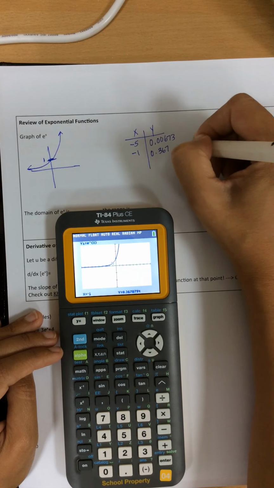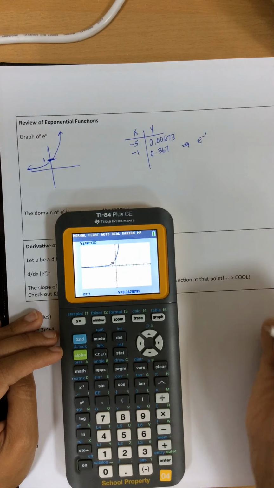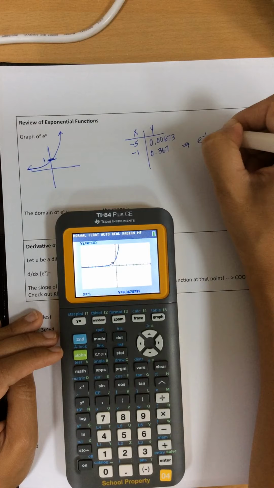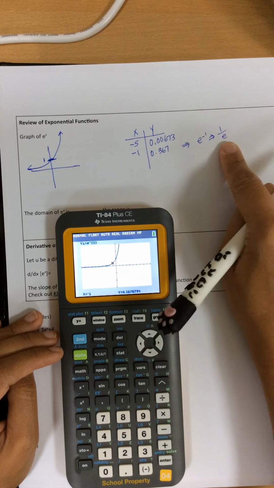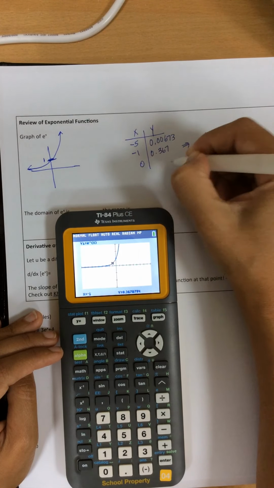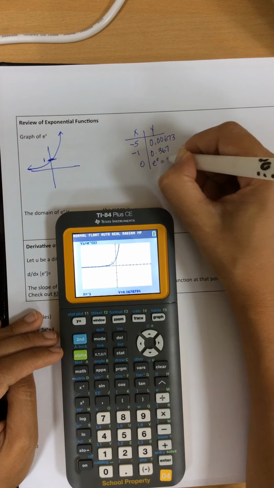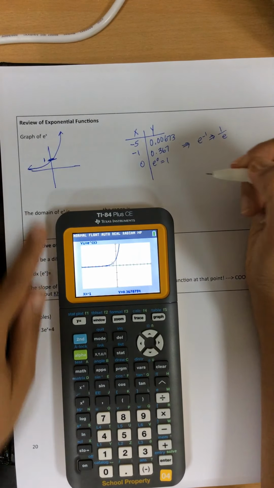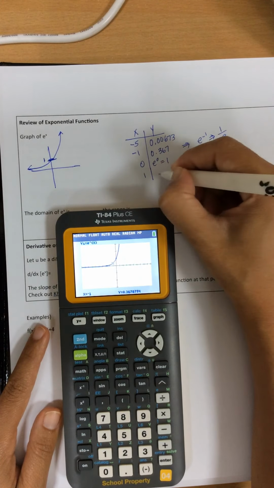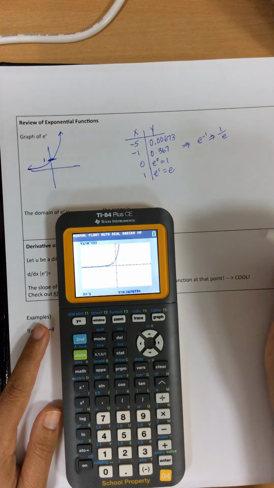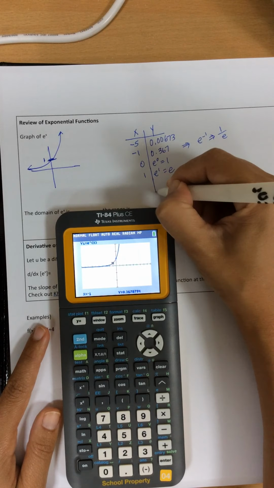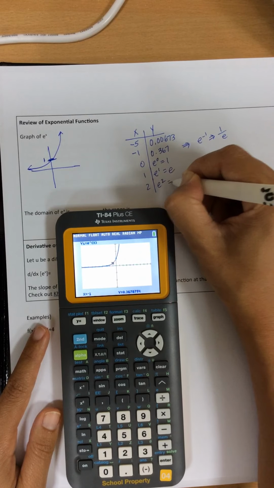And let's think about that. What did we just do there? We plugged in a negative 1 for x. What we really just evaluated was 1 over e. Okay. What if I plugged in 0? Well, we have e to the 0, which is 1, which is why it crosses the y-axis there. If I plug in positive 1, I have e to the 1, so that's just e. And then let's go to 2, where I have e squared.